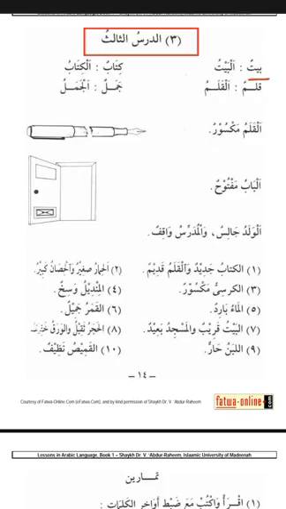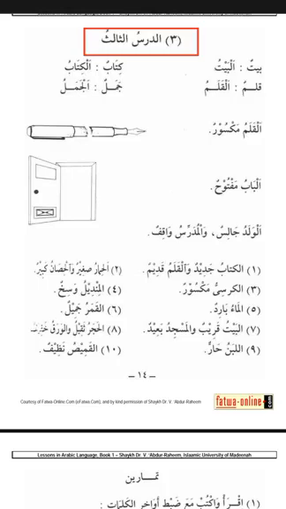So let's start. Baytun, a house. Al-baytu, the house. Qalamun, a pen. Al-qalamu, the pen. Kitabun, a book. Al-kitabu, the book. Jamalun, a camel. Al-jamalu, the camel.